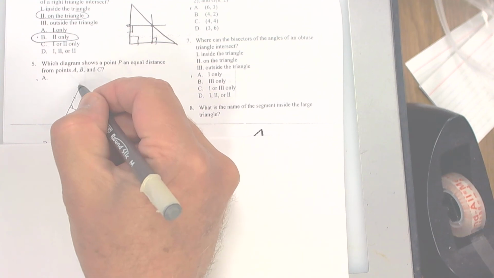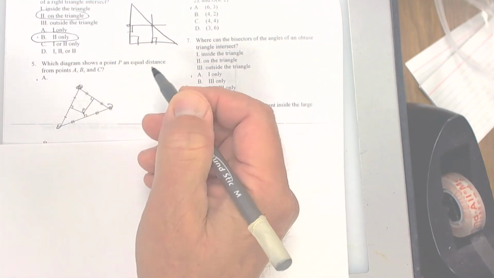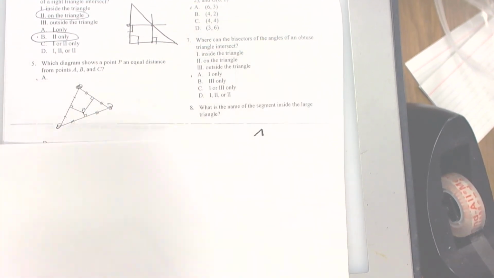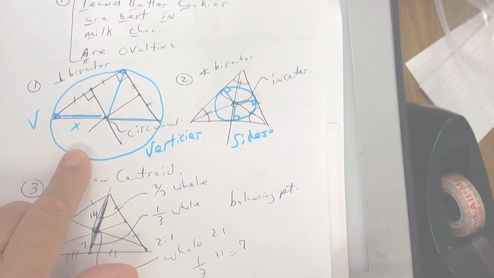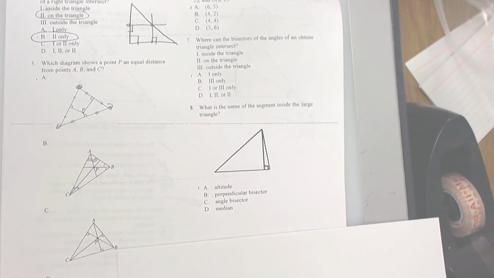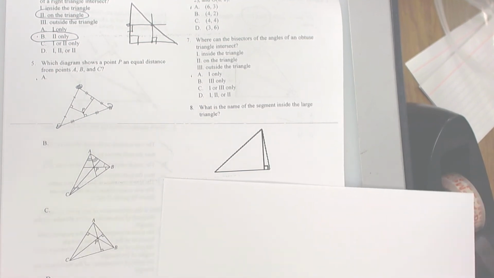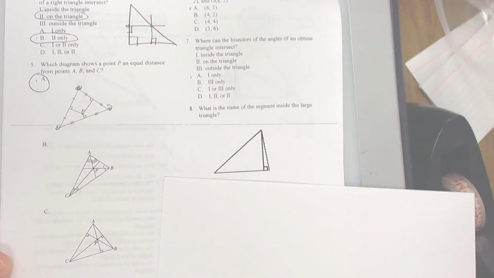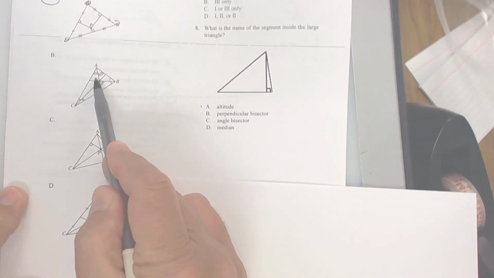A, B, and C are your vertices, okay? So this point, equidistant to the vertices, is right here. Equidistance to the vertices should be your circumcenter. All right, so let's see. Your circumcenter is the perpendicular bisector. It's this one. It's got to be that one. It's not the angle bisector, it's not the altitude, and it's not the median.